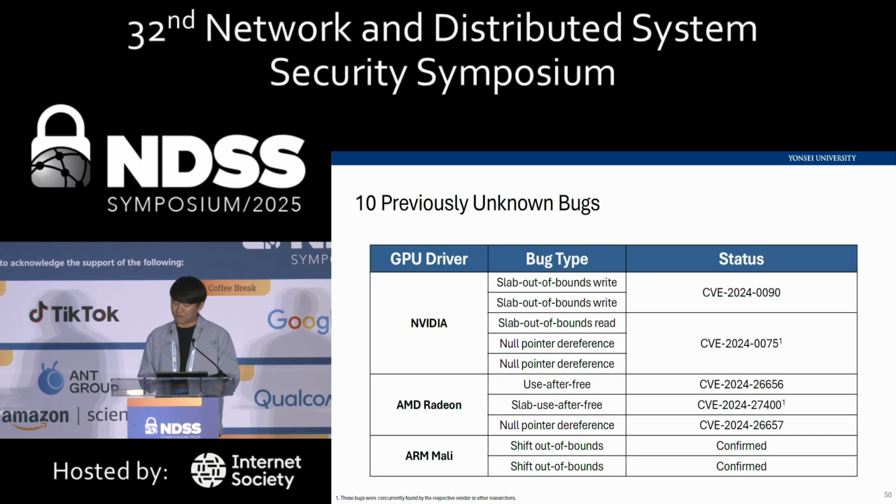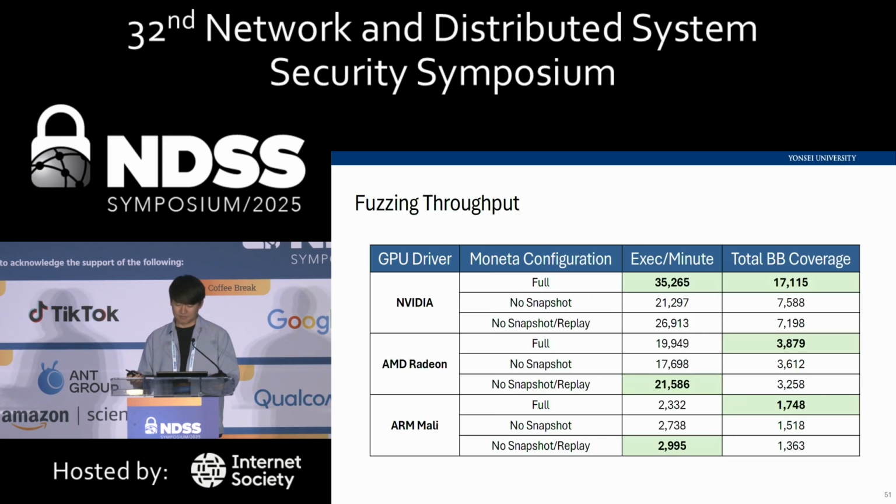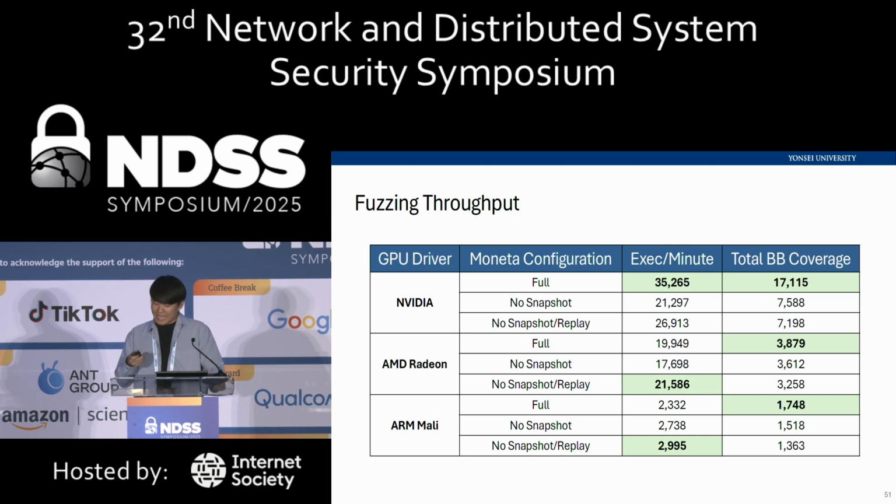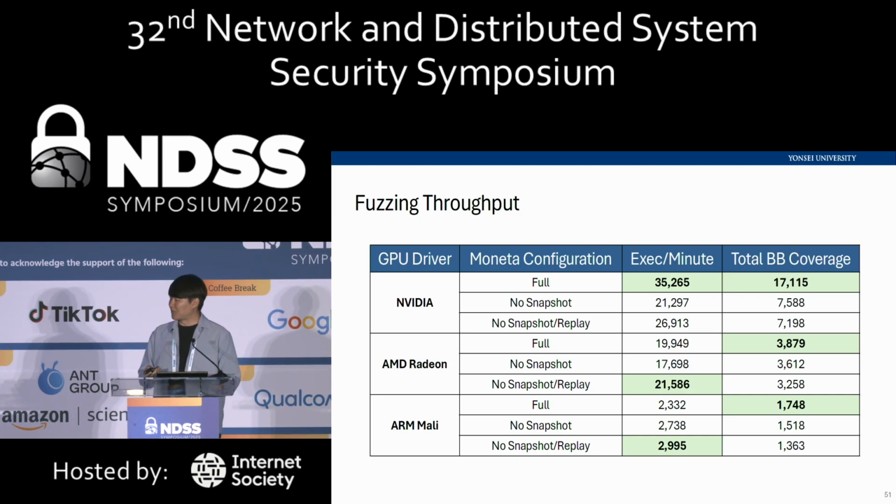And the difference in coverage shows that our FD preservation is critical to preserving driver internal context. And with Moneta, we found and reported 10 previously unknown bugs in 3 drivers, where 5 were assigned CVEs. And we also measured how Moneta performed in terms of throughput. For native x86 instances for NVIDIA and AMD, we were able to execute about 20 to 30,000 programs per minute. And emulated ARM performed reasonably with about 2,000 executions per minute.